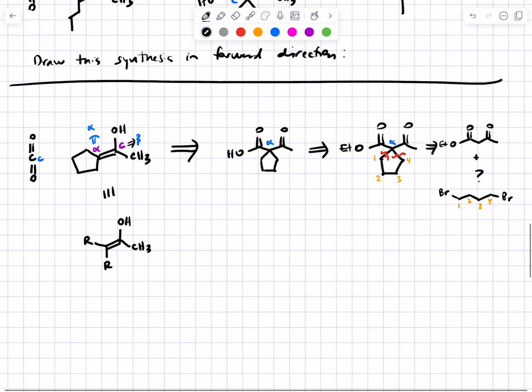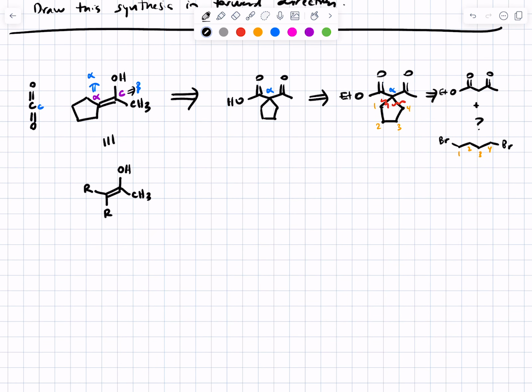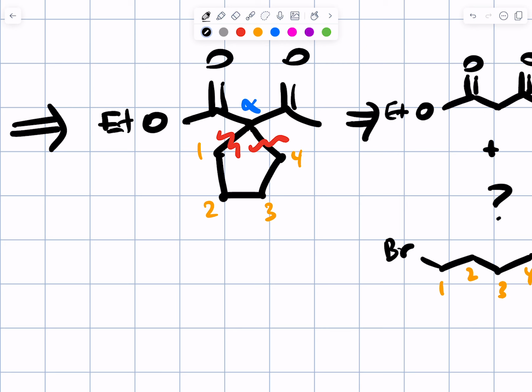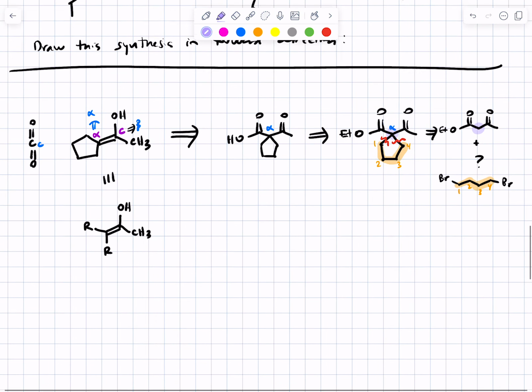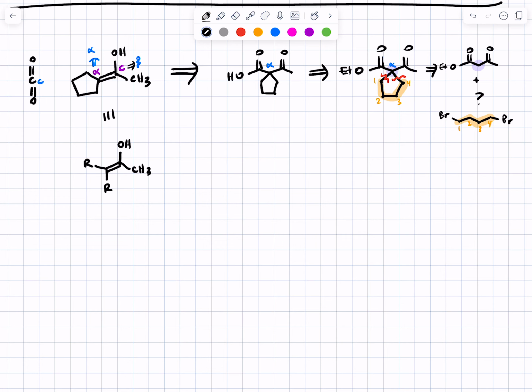So let's actually draw that out in the forward direction, and this will be how you make a 5-membered ring. Notice that of that 5-membered ring, 4 of the atoms come from this portion, and then the other atom of the ring comes from the alpha carbon of your beta keto ester. All right, so drawing this synthesis out in the forward direction, we'll start with that acetoacetic ester.